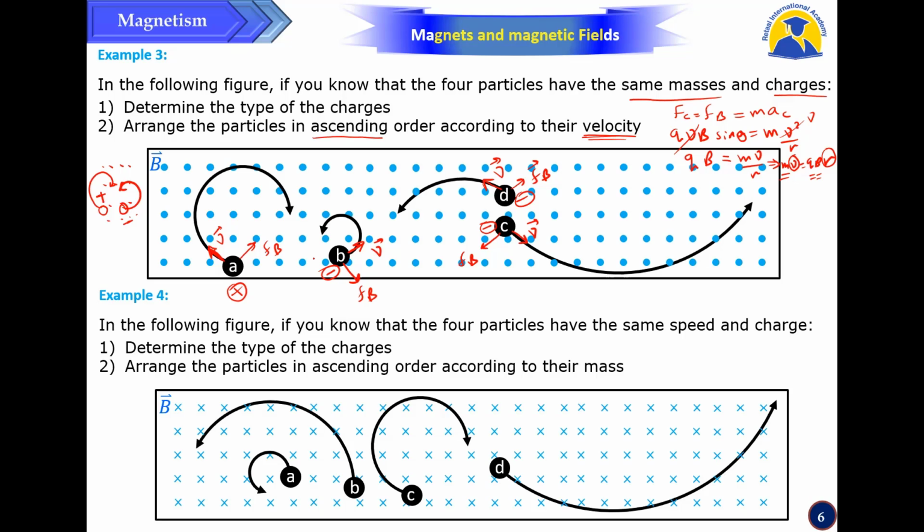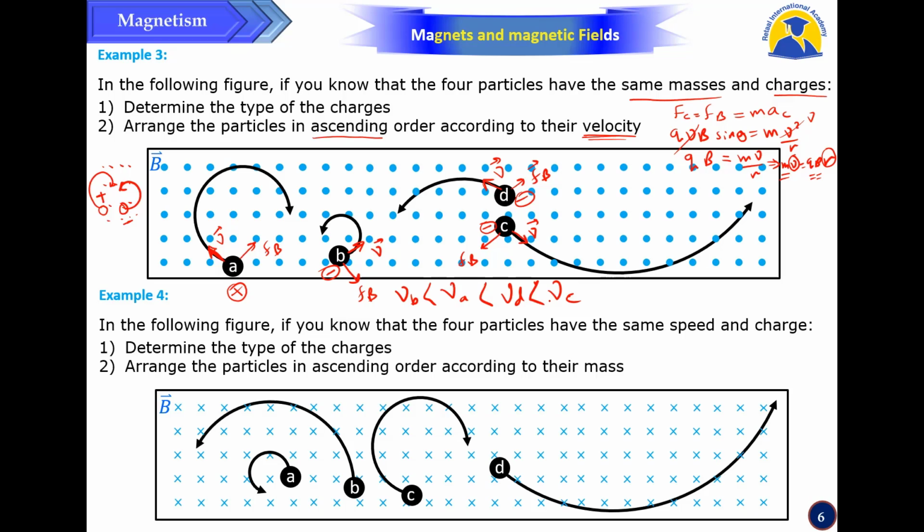So now we need to arrange the particles in ascending order. This means from low to high. So B has the lowest curvature radius. So VB is the lowest, then VA, then VD, then VC. So this is the ascending order from low to high, from low velocity to high velocity.